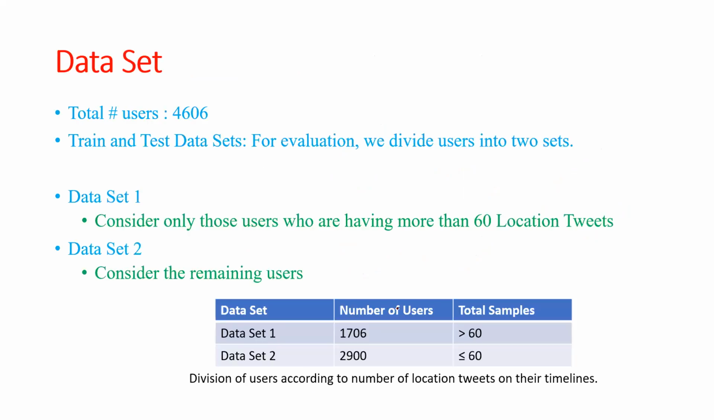So let's say we had 4,000 users. Out of 4,000 users, we take only those users who have 60 locations on their timeline, and the rest are the users who have less than 60 locations. There were 1,700 users who had 60 locations on their timeline, and some 3,000 users who had less than 60 locations. Now we had to form features for training a labeled LDA.